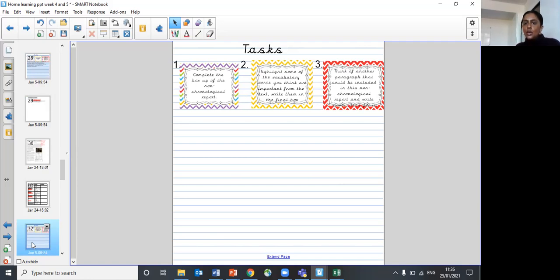And task number 3 is think of another paragraph that could be included in this non-chronological report and write about it. Remember, a non-chronological report can have any kind of information about that person or thing. So think of something else that you might want to include, maybe about Boudica's children, or another paragraph with a subheading that could be used within that text map.